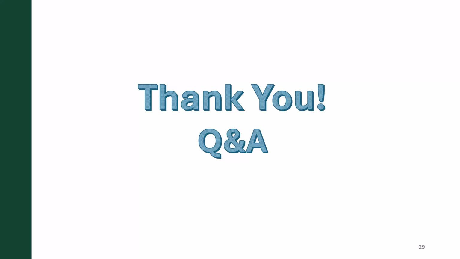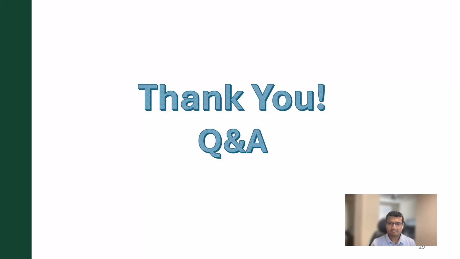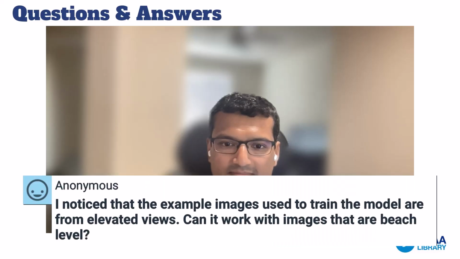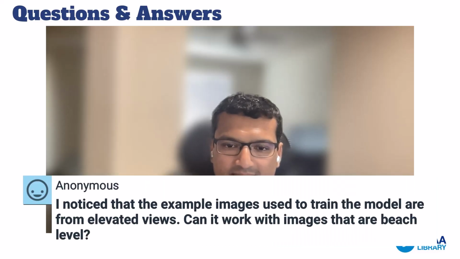Great. Thank you so much for your presentation. This is Cassandra again, everyone from NOAA Library. And we've already had some questions coming in. Our first question, this was asked before, you touched upon it briefly, but I'm going to ask it again just so you can expand upon it if you need to. I noticed that the example images used to train the model are from elevated views. Can it work with images that are beach level?